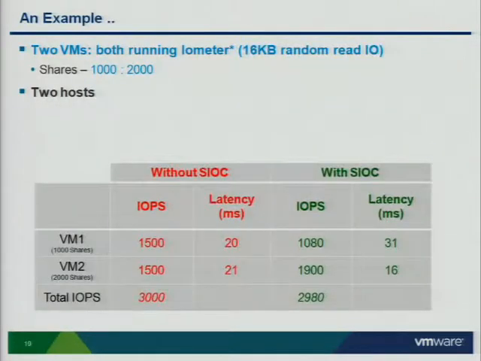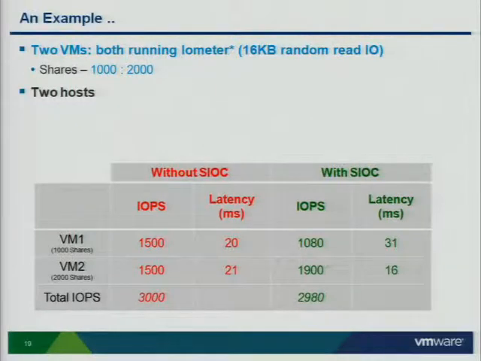Now, just to give a very simple example about what it would do if you actually went ahead and changed the share values and enabled the feature. In this case, we have two VMs. Both are running a simple micro benchmark, IO meter in this case, and they are doing 16 kilobyte random read IOs. And the shares are set in ratio 1:2.